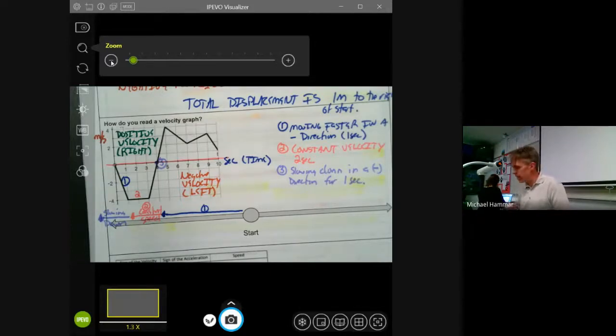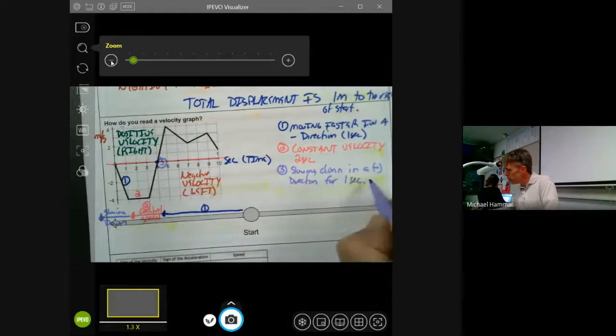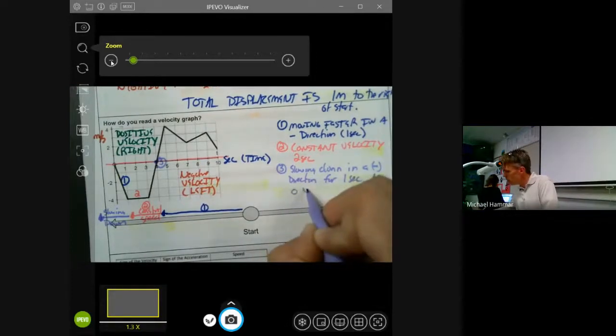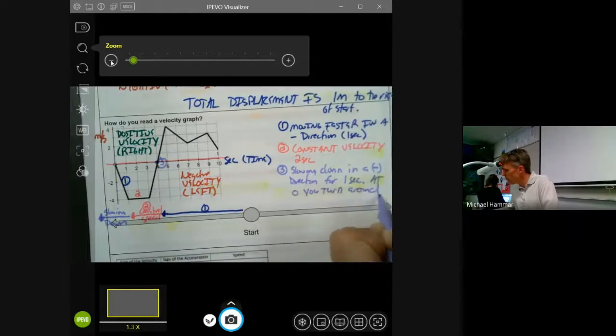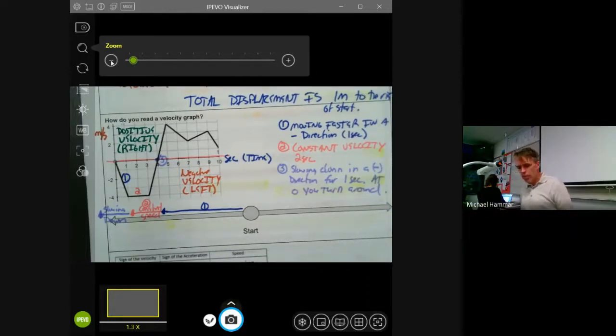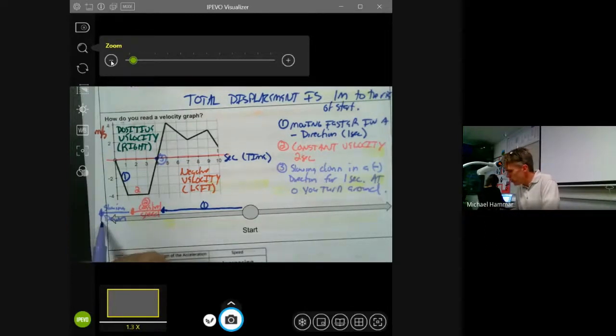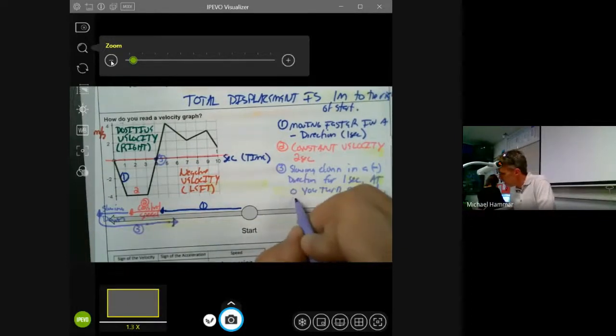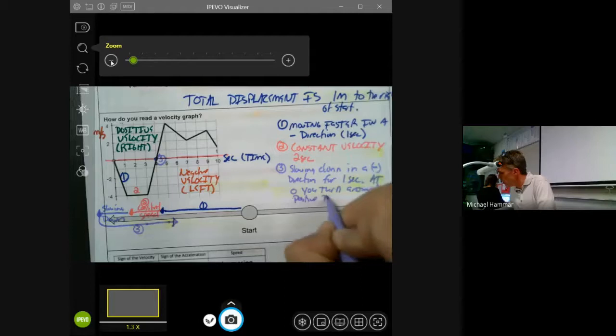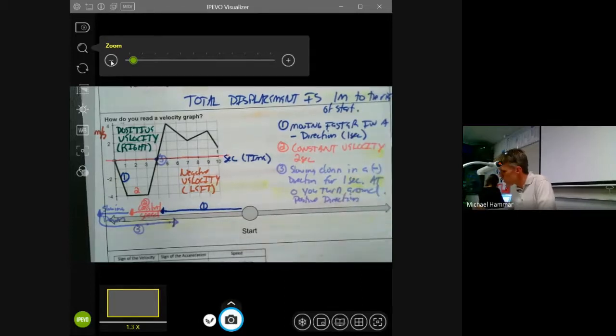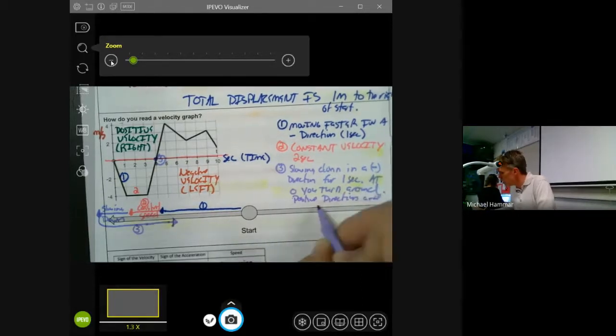So what does that mean? Well, anytime you hit 0, you turn around, okay? And then now we start moving in a positive direction the other way. So for part 3, we turn around, and now we start speeding up and moving in a positive direction. So the second half is a positive direction, which is back towards the start, and we speed up.